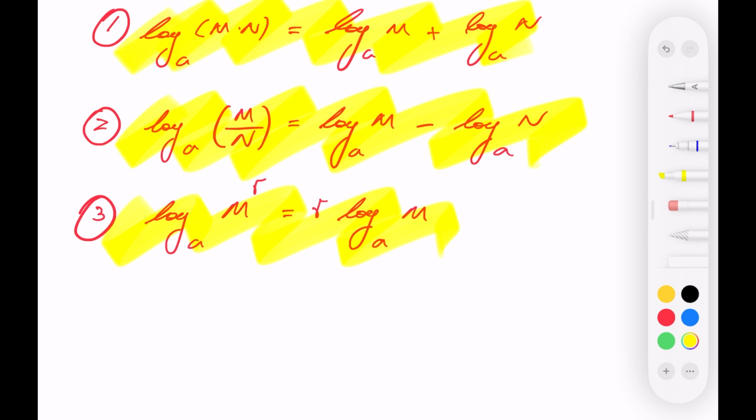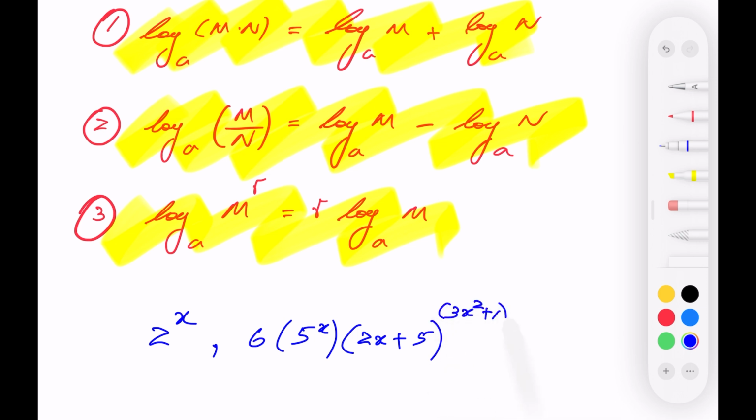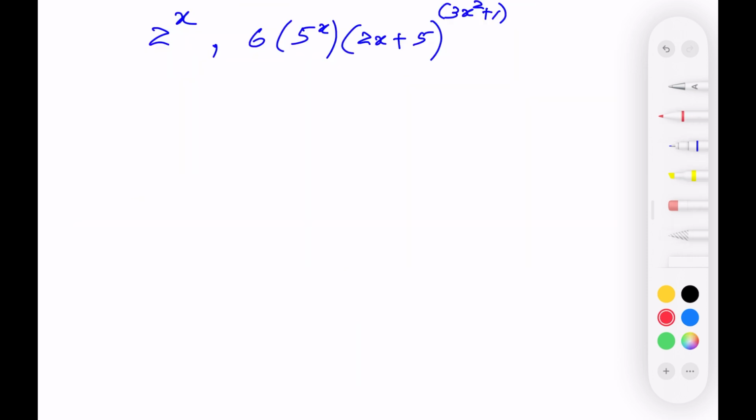So let's see how to differentiate the exponential functions whose base is other than the natural base e. So here's an example. Let's say I would like to differentiate 2 raised to the x. How do you do that? Some other examples for the exponential functions whose base is not the natural base is, let's say I would like to differentiate 6 times 5 raised to the x times 2x plus 5 raised to the 3x squared plus 1. That's a bit complicated function, but we will see how to differentiate these kinds of functions. Differentiation of these kinds of functions is also not very difficult.